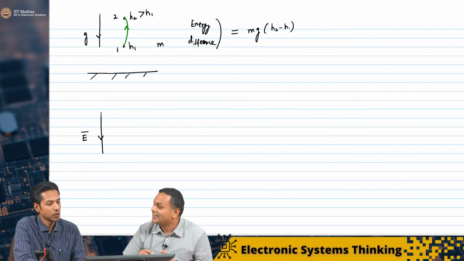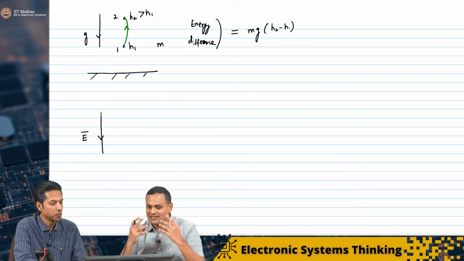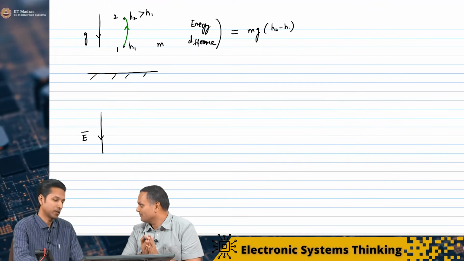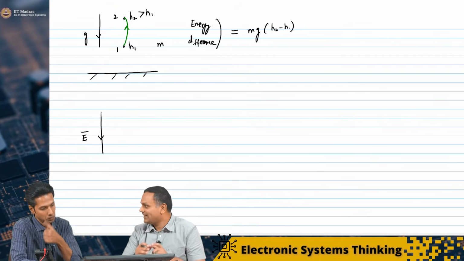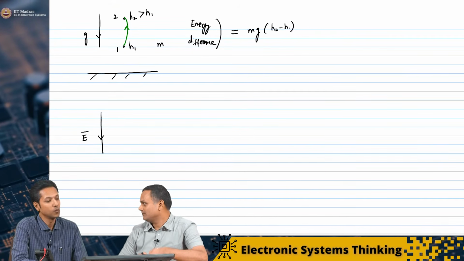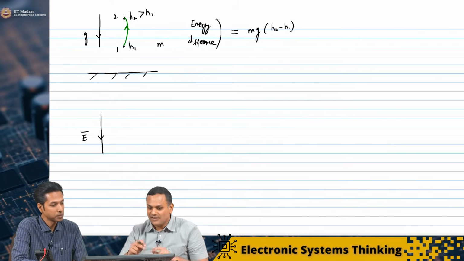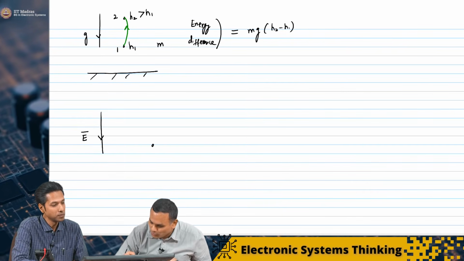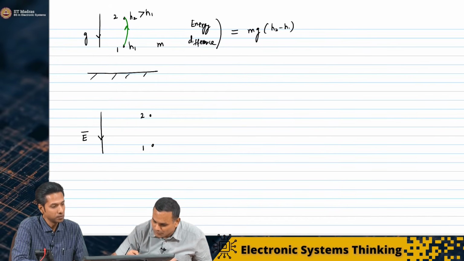I am going to call that electric field E. Physicists tend to think of a gravitational field. Now, I am thinking of an electric field. I am going to think of an electric field in the downward direction, just like g was downward. And I am going to take 2 points, 1 and 2.